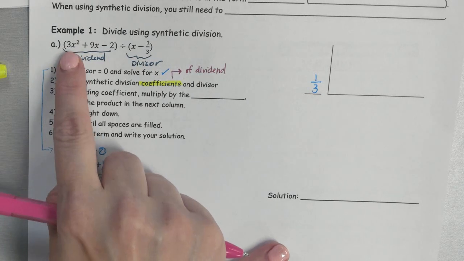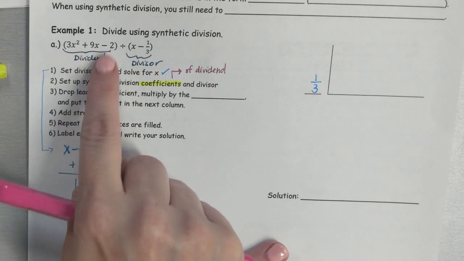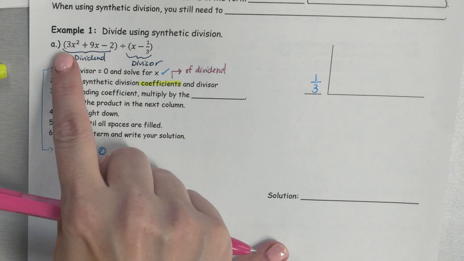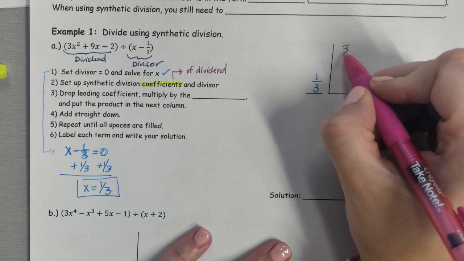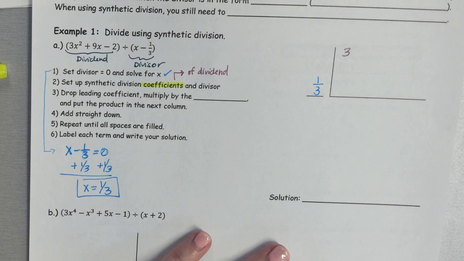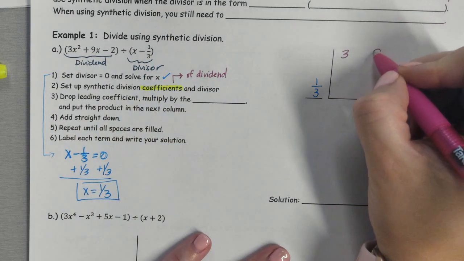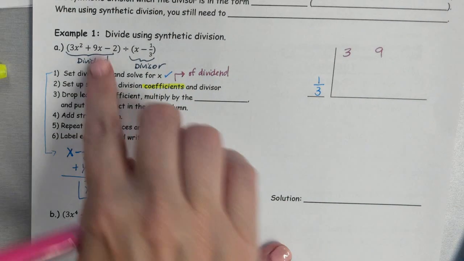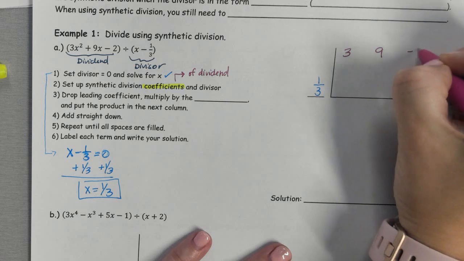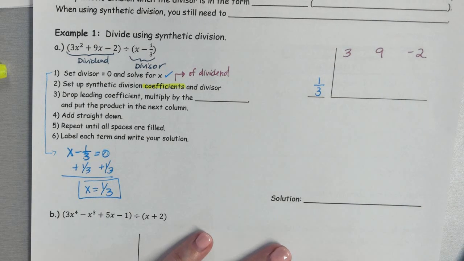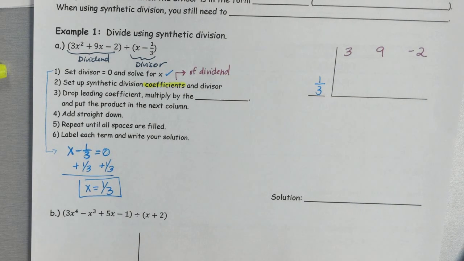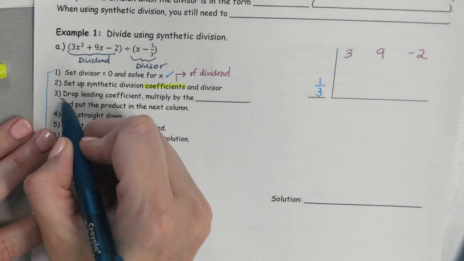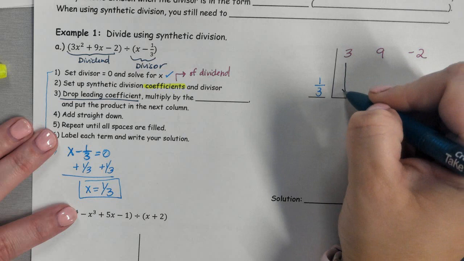So the largest one is x squared. Again, make sure that this is in standard form. It is here. So we're going to have 3. The next coefficient is 9. And then the last one, which is the constant, is -2. Okay, your first step is always to drop the leading coefficient.